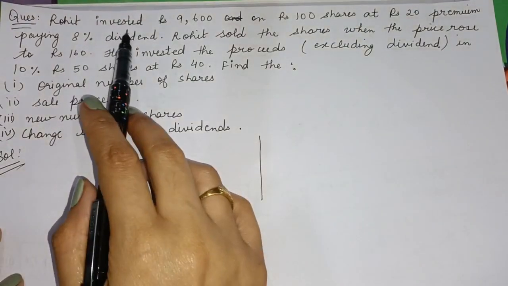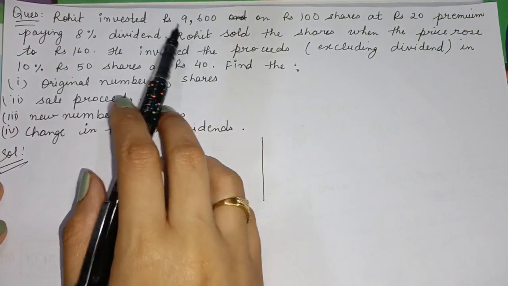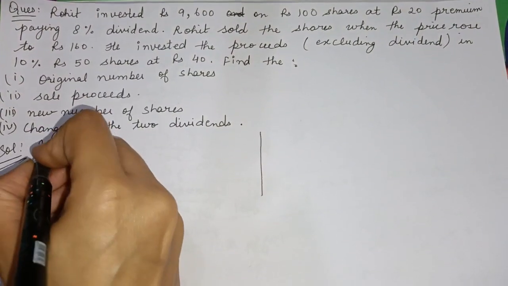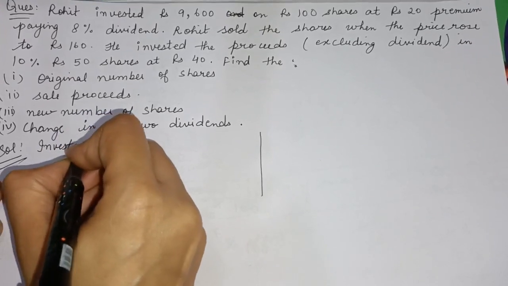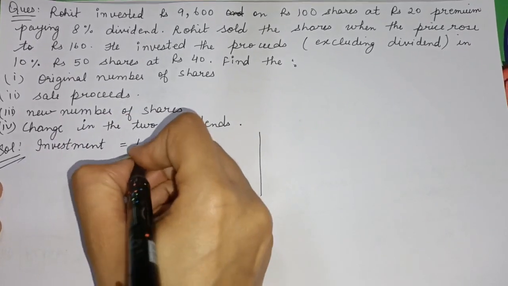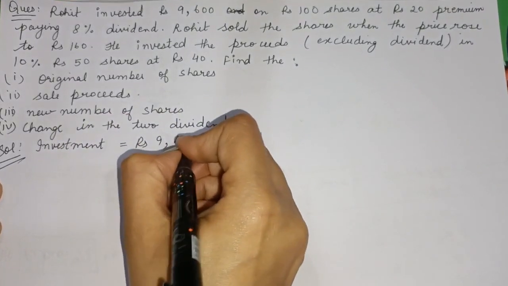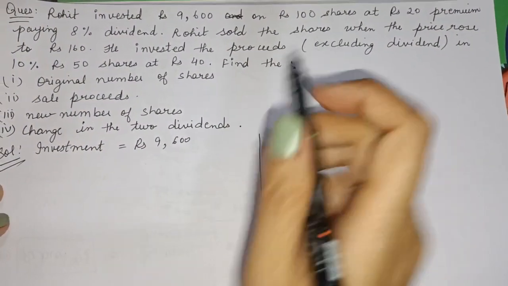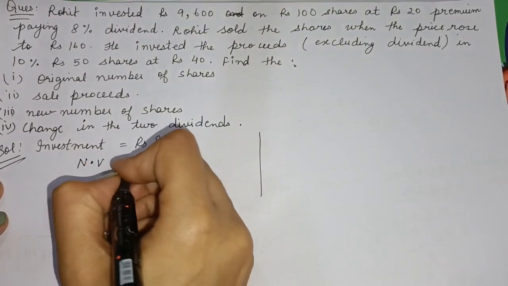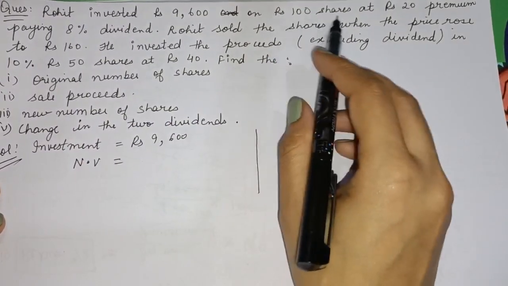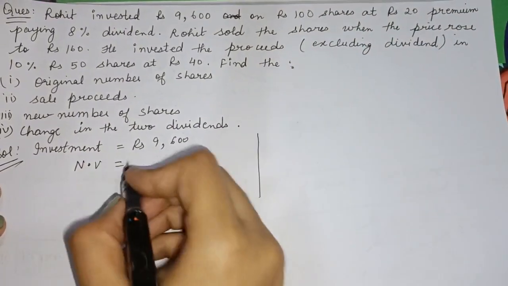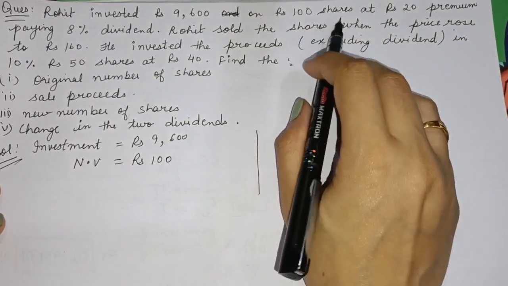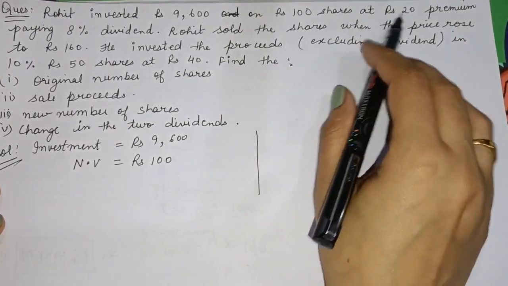So first, investment is done. Investment means something you are buying. So investment is given to us. Investment is equal to 9,600 on rupees 100 share. So rupees 100 share means NV. So the cost which is written with the shares, that cost is nominal value. Nominal value is 100. Rupees 100 at rupees 20.